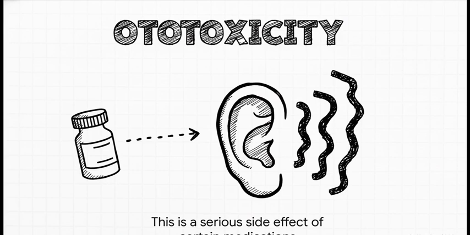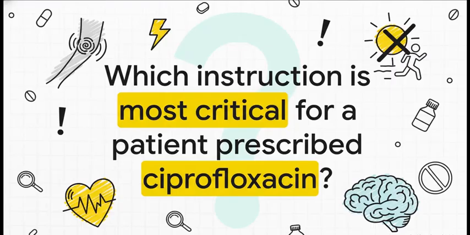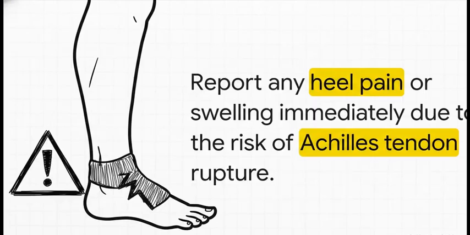And the answer is ototoxicity. Gentamicin is an aminoglycoside, and that ringing in the ears, or tinnitus, is a classic sign that the drug is causing ear damage. All right, next up, which instruction is the most critical, the most important for a patient prescribed ciprofloxacin? Think back to those red alerts. The correct answer is to report any heel pain or swelling right away. Ciprofloxacin is a fluoroquinolone, and their biggest, most unique risk is that Achilles tendon rupture. That's a major safety issue.